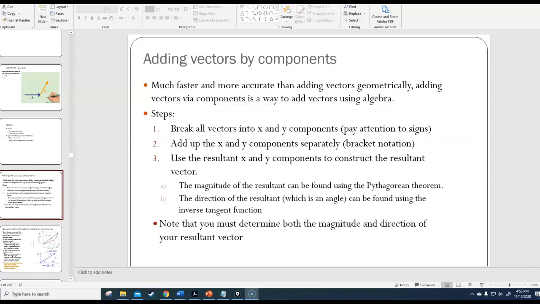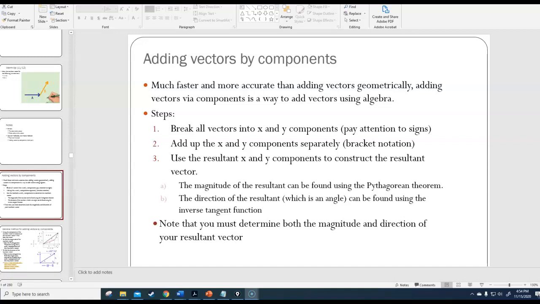Now, when I say add up the x and y components separately, what I mean is you add up the x components, and that gives you the x component of the resultant vector. You add up the y components to each other, and that gives you the y component of the resultant vector. Then, once you have the x and y components of the resultant, you are going to use that to reconstruct the resultant vector in its entirety.